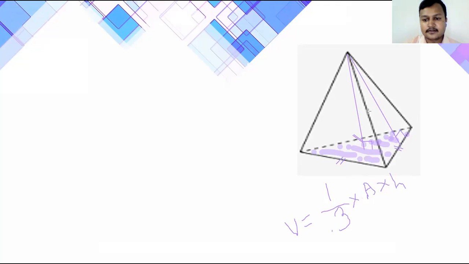And to find out the lateral surface area, there are 3 triangles only, 1 at back side and 2 at front side, left and right 2 triangles and 1 at back side. Lateral surface area, if we add this base also, that will give us its total surface area.